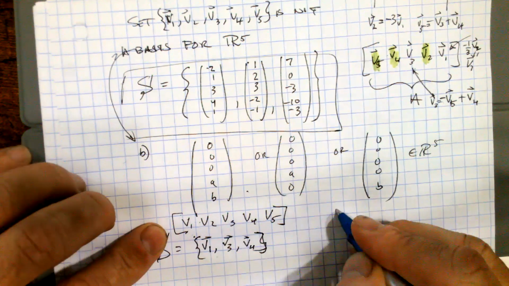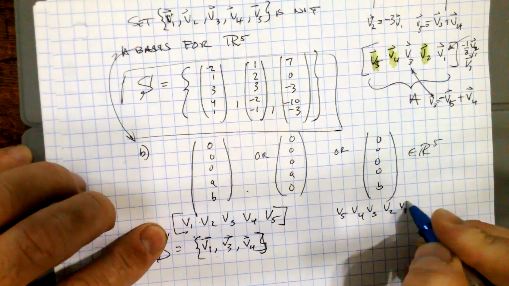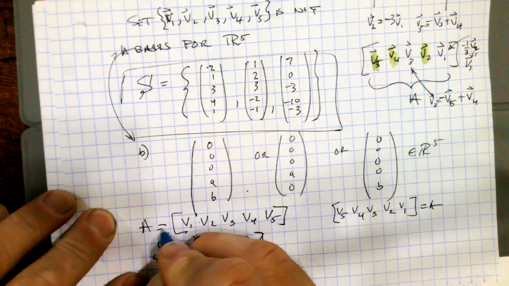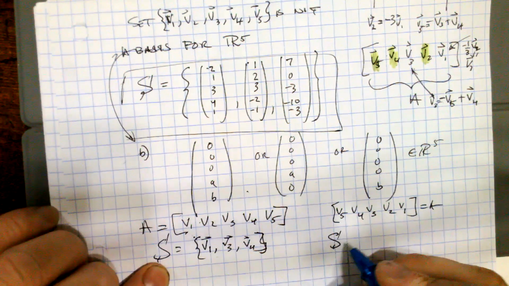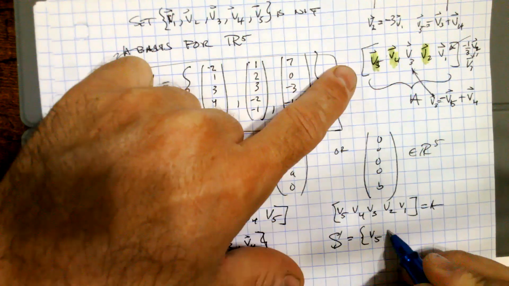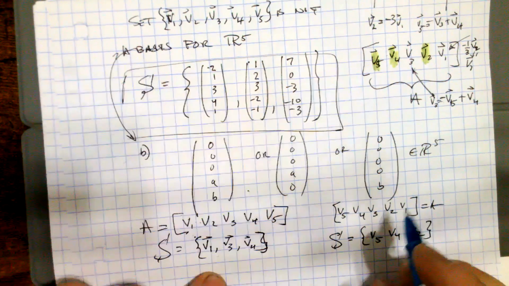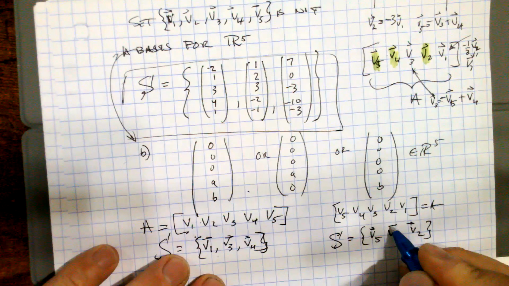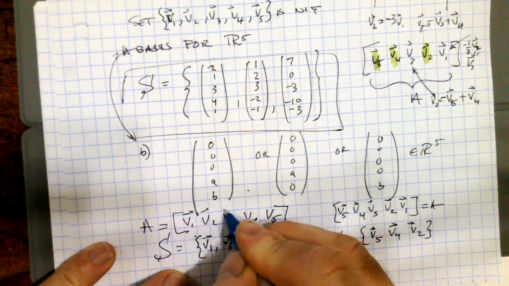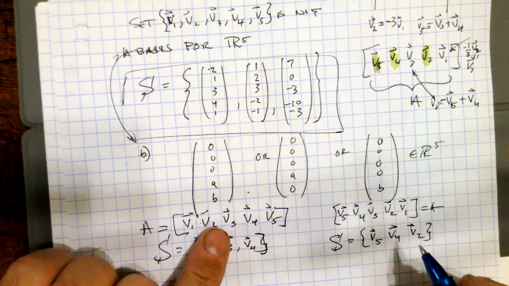When we change the order, so V5, V4, V3, V2, and V1, when this was our A, then this led to S having the basis set of V5, V4, and V2. So the basis set changes depending on the order of the written vectors that make up the coefficient matrix.